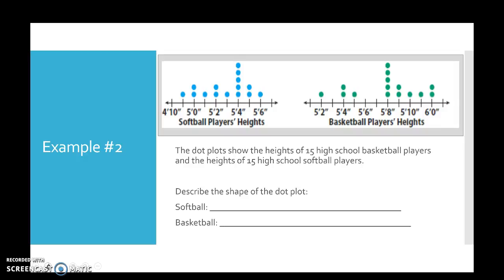So the dot plots show the heights of 15 high school basketball players and the heights of 15 high school softball players. So describe the shape of the dot plots. So we are going to look first at softball players and the shape. Let's see. Looks like all the data is 5'6" or less, right? So we can put that. And it also peaks, so it has a large amount at 5'4".